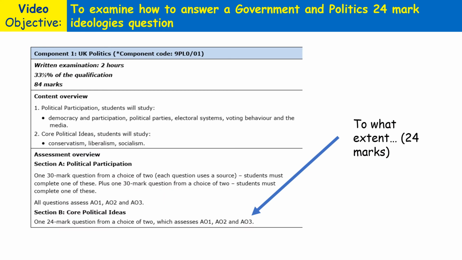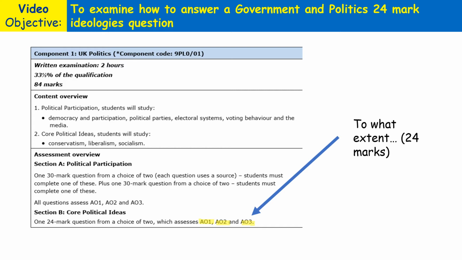So the 24-mark ideologies question is in section B of paper 1, and the question will start with to what extent, and you will only have about half an hour to answer this question. And like the 30-mark essay question, you also need to make sure you include knowledge and understanding for A01, analysis for A02, and evaluation for A03.